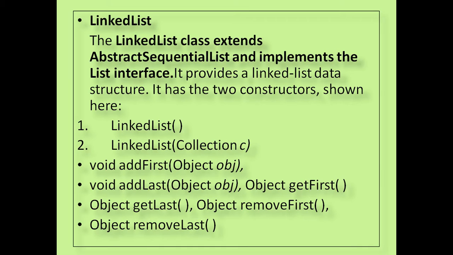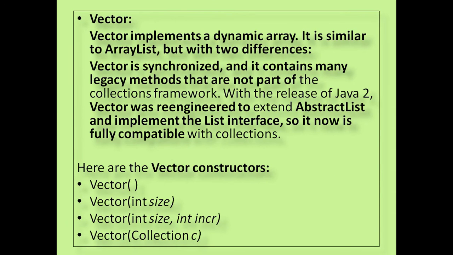Alright, and then you can see on the screen Vector. This Vector, again, is an implementation of the List interface. The difference is it is synchronized. It is very similar to ArrayList, but Vector is synchronized, and it contains many legacy methods. This Vector is re-engineered to extend AbstractList and implements the List interface.